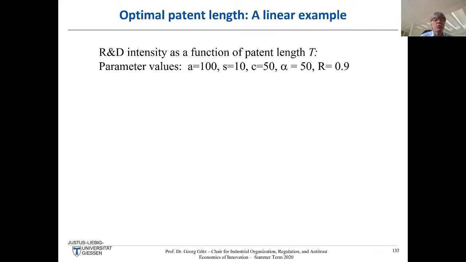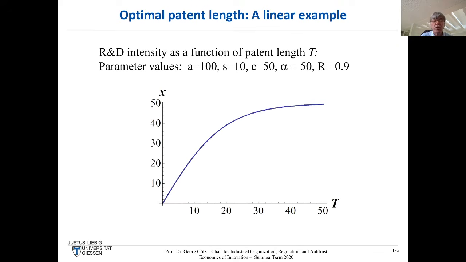Because this is so complicated to see, I just drew it here. Here you have the T, the patent length. I assumed certain parameters for the demand function, for the marginal cost to begin with, and about a 10% discount or interest rate, which gives a discount factor of 0.9. What you see is that if we increase patent length, we get more R&D, that is, a higher cost reduction.